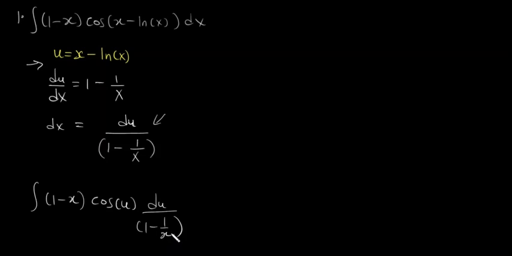Now let's continue. From here we can see that this will cancel out this. At the end you're going to have the integral of cosine of u with respect to u. So you will see that all we did was change the variable from x to u.